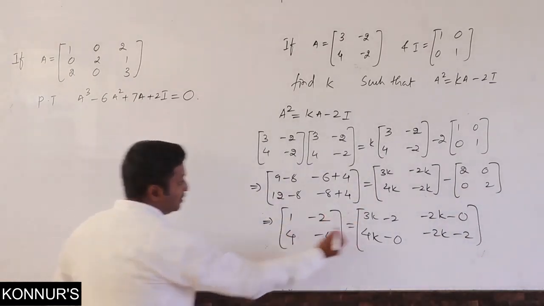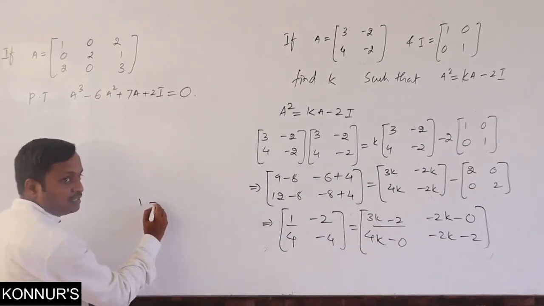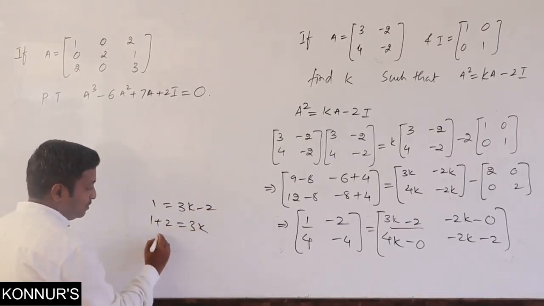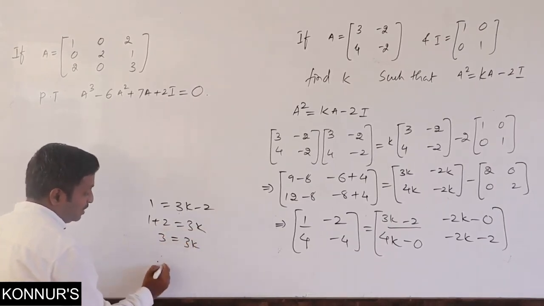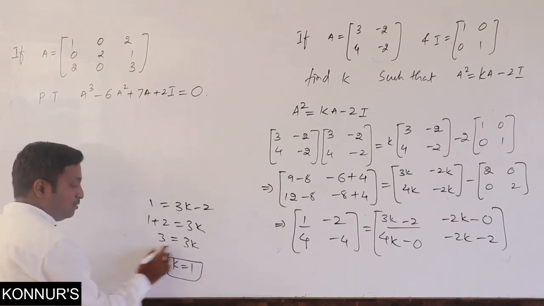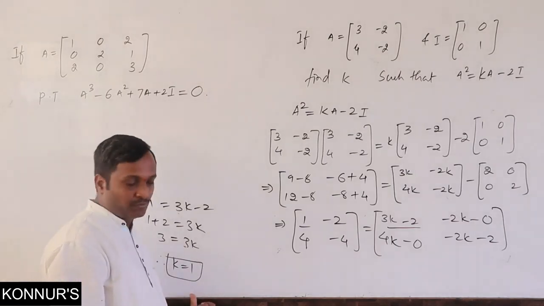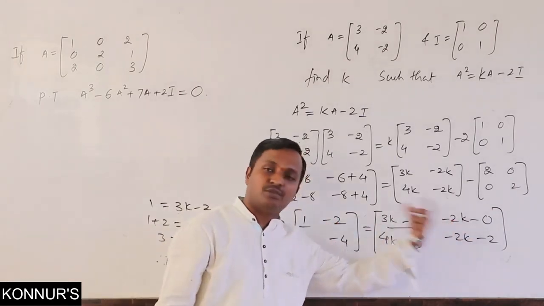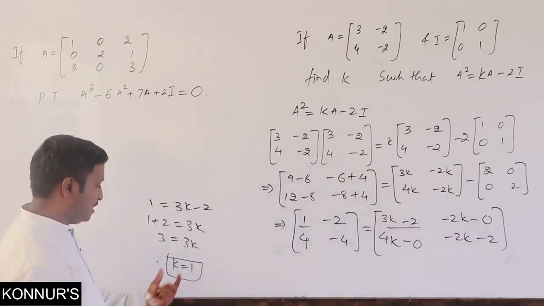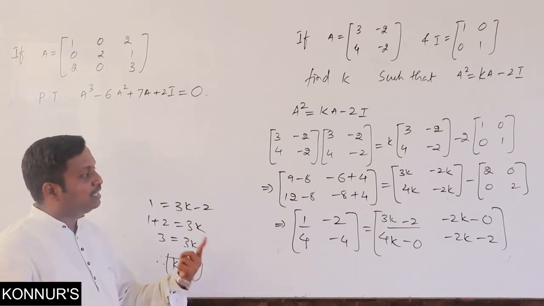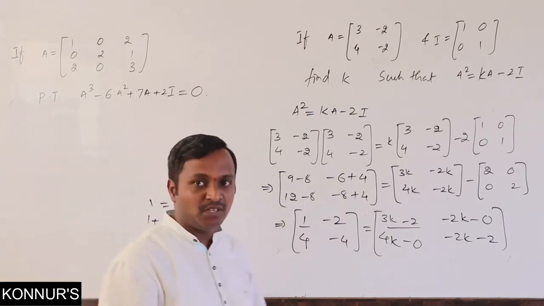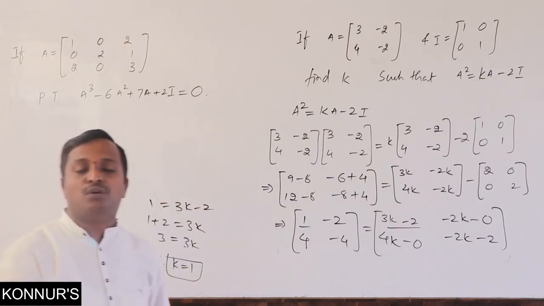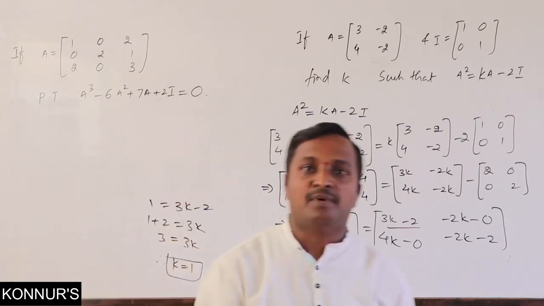So I will take the first element. 1 is equal to 3K minus 2. Send this to the other side: 1 plus 2 is equal to 3K. 3 is equal to 3K. Therefore, K is equal to 3 by 3, which is 1. The K value is 1. Okay. You can take 4K is equal to 4, so K equals 1. You can take minus 2 is equal to minus 2K, so K equals 1. You can choose any element. Equality holding means corresponding elements must be the same. Whichever you choose, you will find the K value is 1. Okay, I hope you got a clear idea, and in the next class we will continue with some more problems.